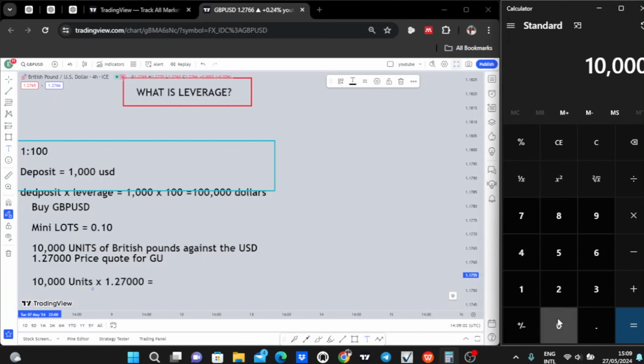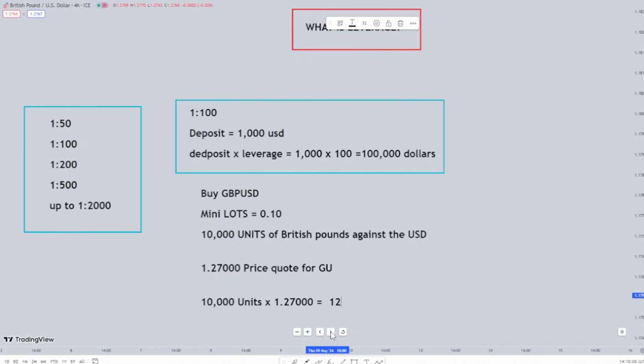Let me bring out the calculator for this. 10,000 units times 1.27000 would be 12,700. What this means is that without leverage, as if leverage didn't exist, you would need 12,700 US dollars to buy just 10,000 units of British pounds against the dollar.